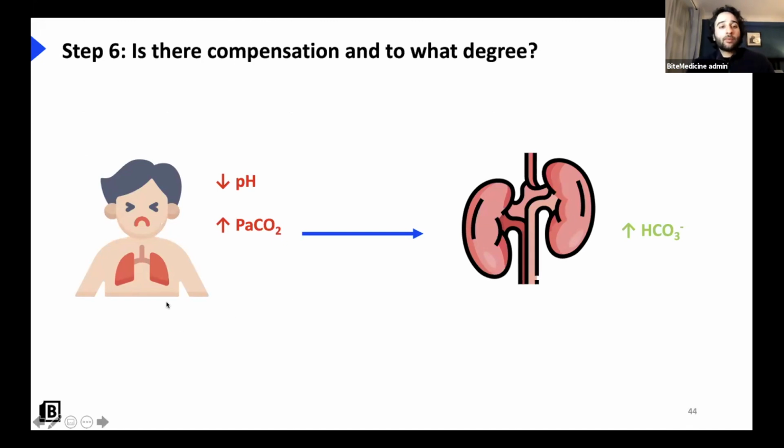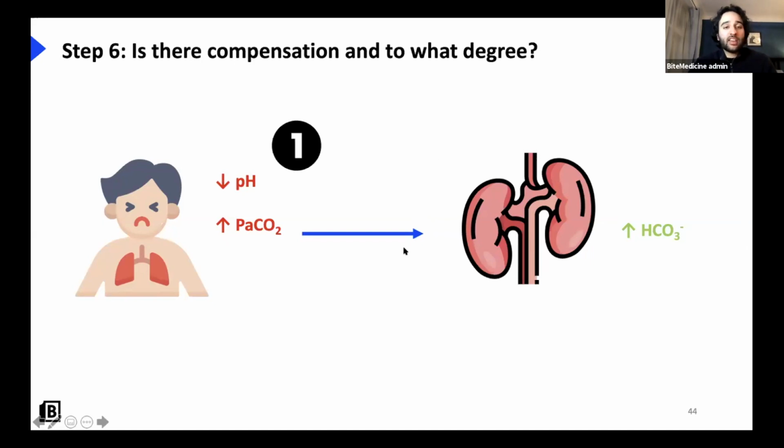So we've got this chap here. He's come in with some problem with his chest. He's acidemic. His PaCO2 is raised, so we're thinking respiratory acidosis. That's your primary problem. Then you also look at the bicarbonate and you notice that it is elevated. Obviously this is the kidneys trying to respond to that acidosis by retaining more bicarbonate to essentially resolve the acidemia. Can you see that?